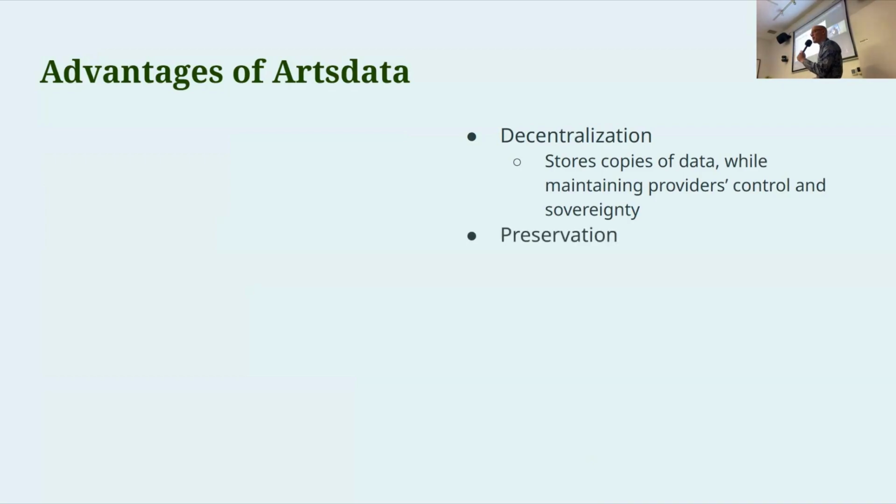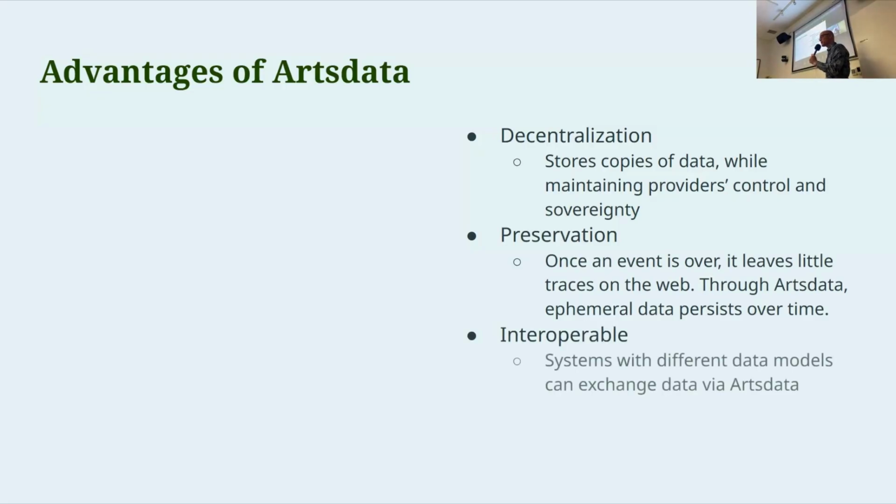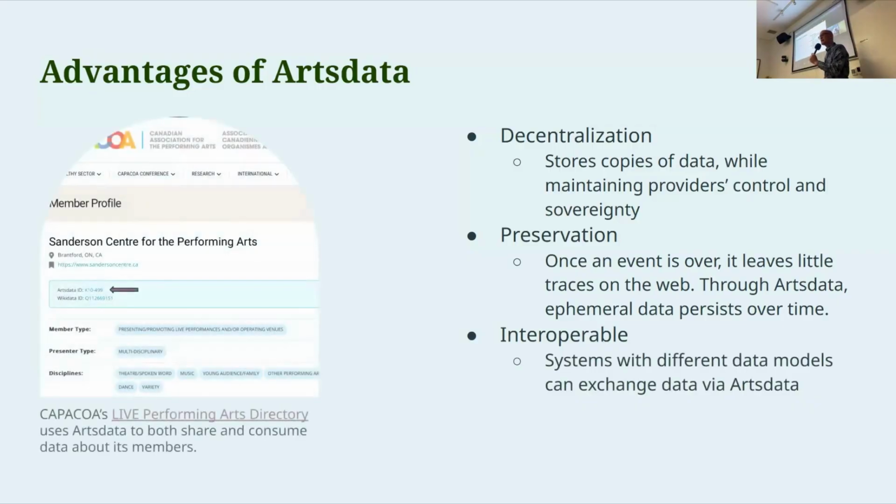Preservation. As I said earlier, a lot of data about the performing arts disappears as soon as the event is done. When we load a copy of the data to the Artsdata Knowledge Graph, we make sure that it remains accessible even when it disappears from the source data. Interoperability. We have many information systems in the performing arts. Up to recently, very few of them could exchange any data together. Artsdata provides a means for connecting information systems that otherwise would not be able to speak to one another.